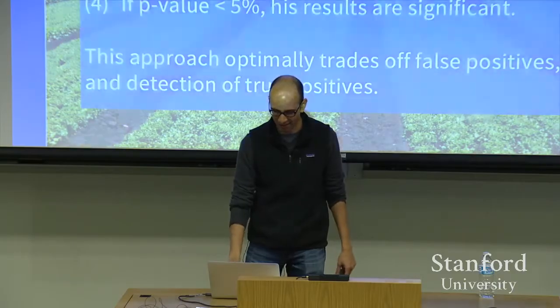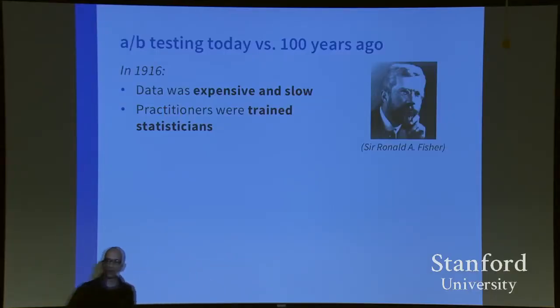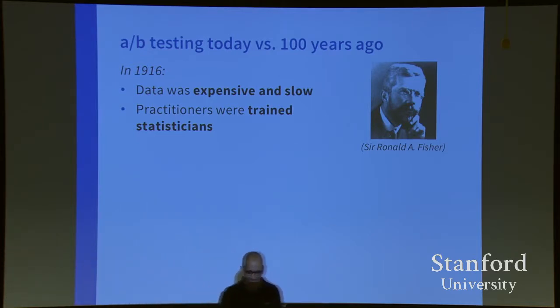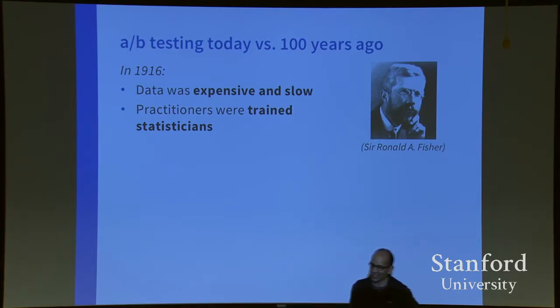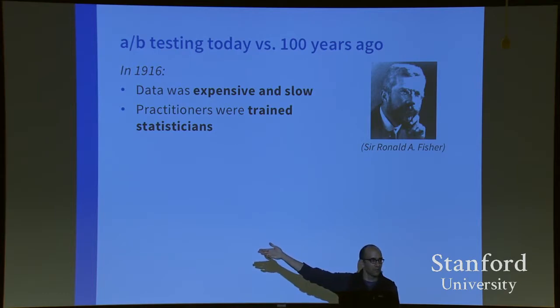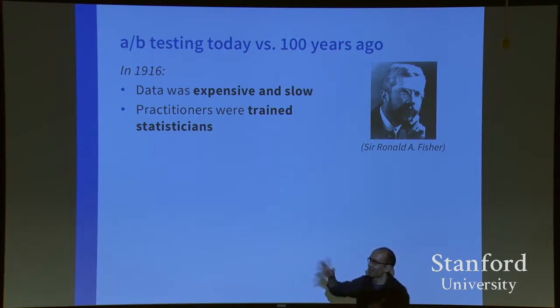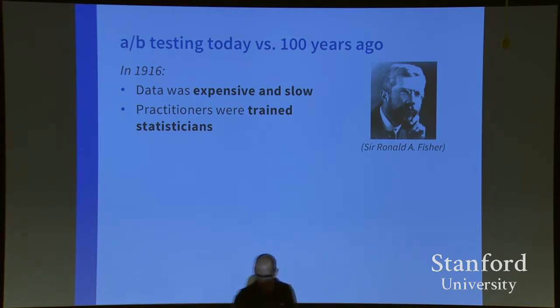Okay, so now let's flash forward 100 years. I think this is actually going to say 2016 because the slides are a little bit out of date, but that's fine. So in 1916, data was expensive and slow. Practitioners were trained statisticians. And this is a really important point. 100 years ago, if you were using this methodology, you could be pretty confident that the person you were showing the p-value to was also a statistician or a scientist, that they understood where the p-value came from, and how to process it. They understood how to think about it, the way I just told you on the previous slide. This is Ronald Fisher, the statistician that I mentioned.